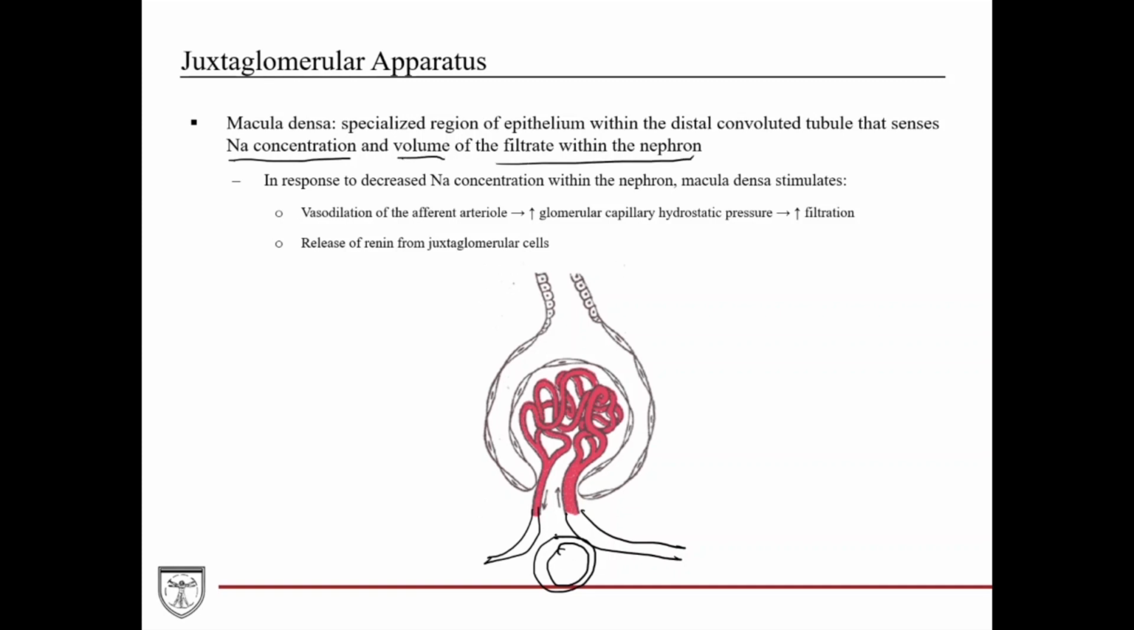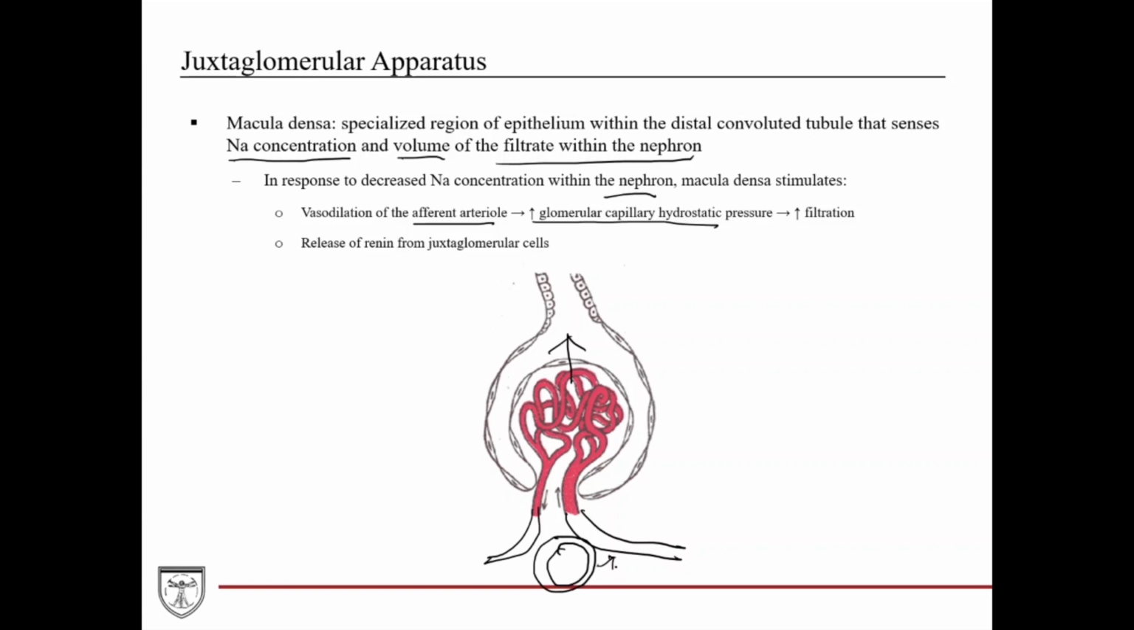And so the reason why it's found in this particular area, as you'll see in a second, is because in response to, say, decreased sodium concentration within the nephron, the macula densa stimulates first vasodilation of the afferent arteriole. So through secretion of molecules that will help stimulate vasodilation of the afferent arteriole, what that helps to do is increase glomerular capillary hydrostatic pressure as a result of increased blood flow. So then you're going to increase filtration through, and hopefully increase filtration of sodium through there as well to increase the sodium concentration in the filtrate.